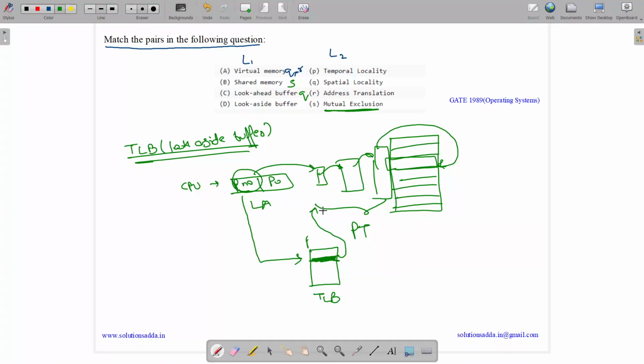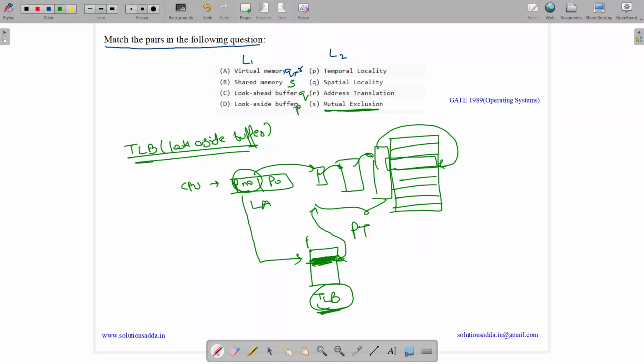So because TLB helps to make the translation from virtual address to physical address faster, we keep the page addresses or the frame address pair hoping that it will be again needed in the near future. And what is temporal locality? Temporal locality is if we use something now, we will probably need it soon. Thus, TLB is basically related to temporal locality. As we have stored the page frame number over here with the hope that we will be needing the same page in the near future. So, look aside buffer can be related to temporal locality.